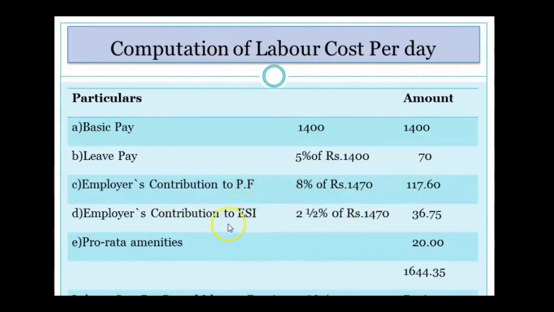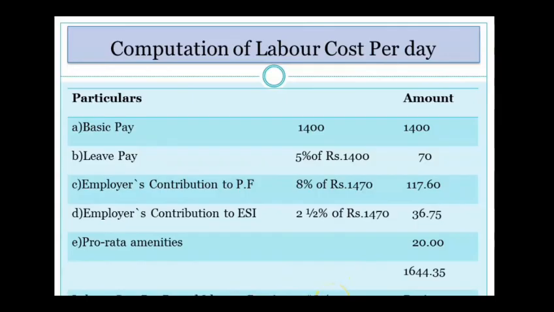Next, we calculate the contribution to ESI. ESI means Employees' State Insurance. It is 2.5%. So we calculate on the same 1470, and we get 36.75. The next one, given in the problem, is pro rata annuities of rupees 20. So we have written it here. By adding all these, we get 1644.35.